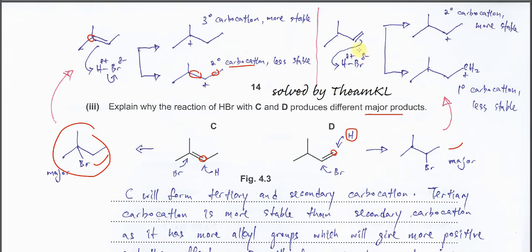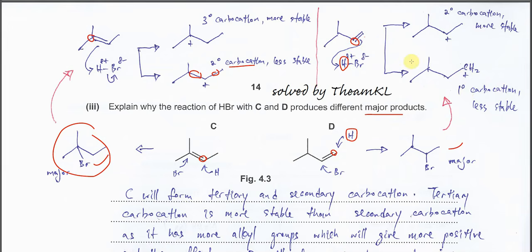For D, this one is compound D. When D reacts with HBr, if the hydrogen adds to this carbon, it will form this carbocation, because now this carbon must be positively charged, and this is the methyl group. And if this hydrogen is bonded to this carbon, it will form this carbocation, the primary carbocation.